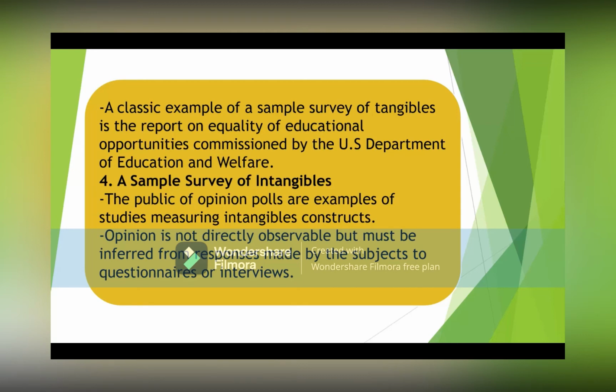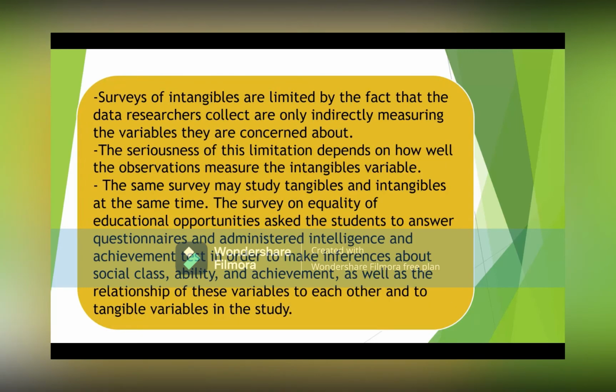Number 4. A sample survey of intangibles. The public opinion polls are examples of studies measuring intangible constructs. Opinion is not directly observable but must be inferred from responses made by the subjects to questionnaires or interviews. Surveys of intangibles are limited by the fact that the data researchers collect are only indirectly measuring the variables they are concerned about. The seriousness of this limitation depends on how well the observations measure the intangible variable.